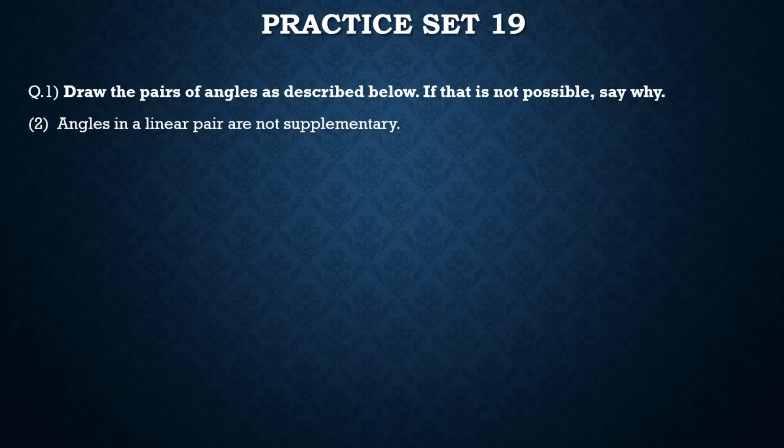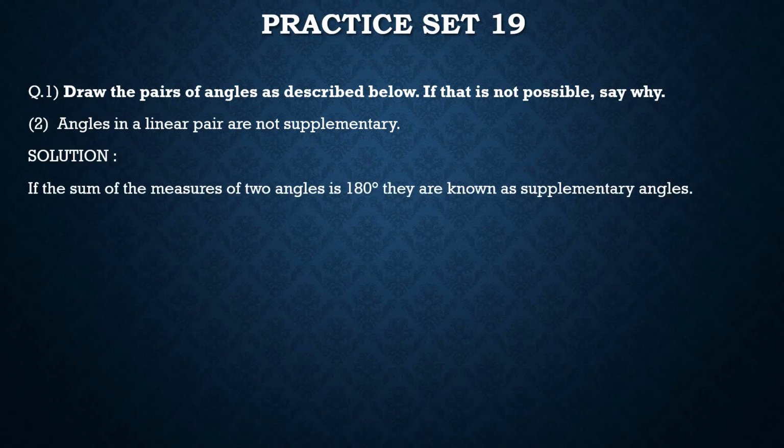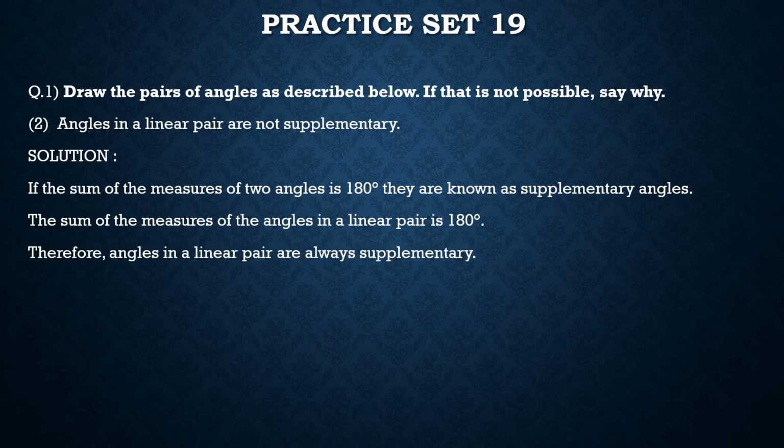Second question. Angles in a linear pair are not supplementary. Solution. If the sum of the measures of two angles is 180 degrees, they are known as supplementary angles. The sum of the measures of angles in a linear pair is 180 degrees. Therefore, angles in a linear pair are always supplementary.